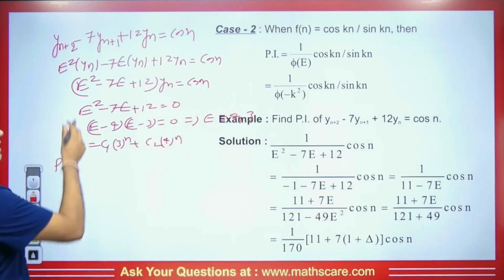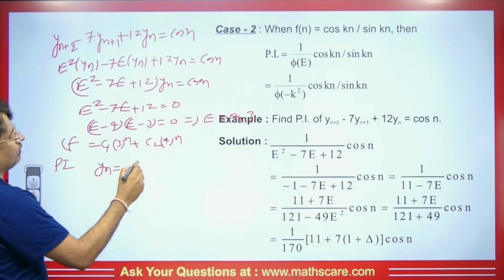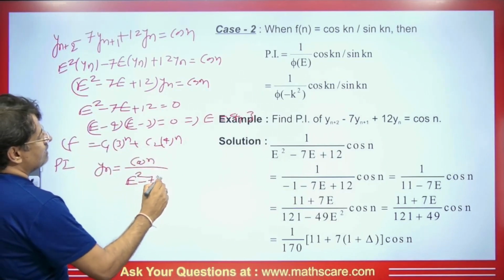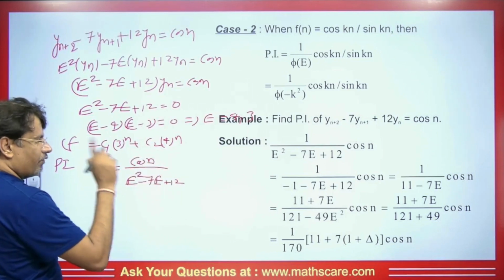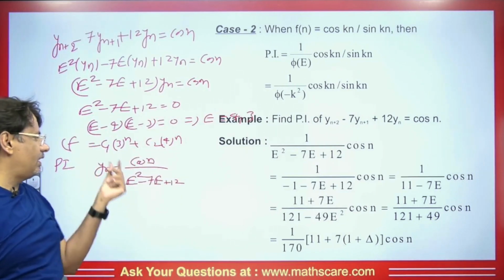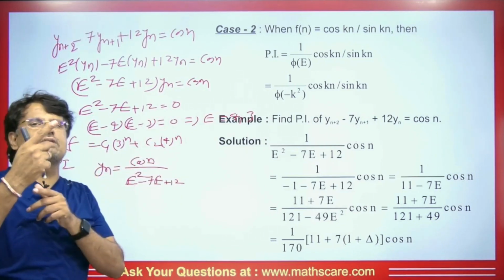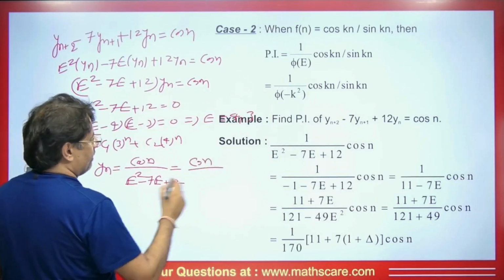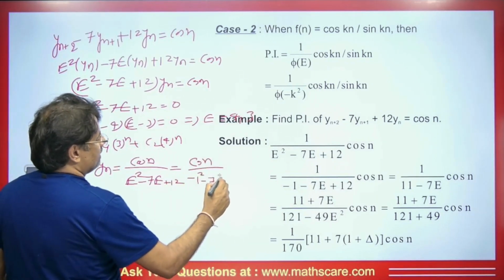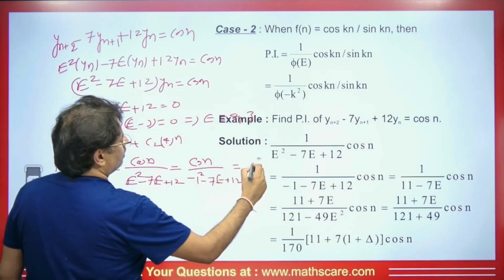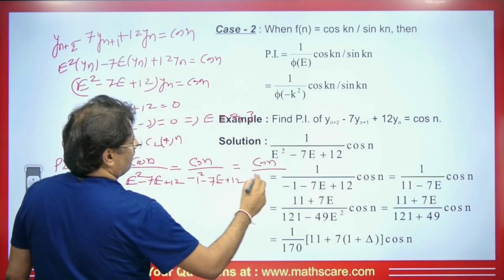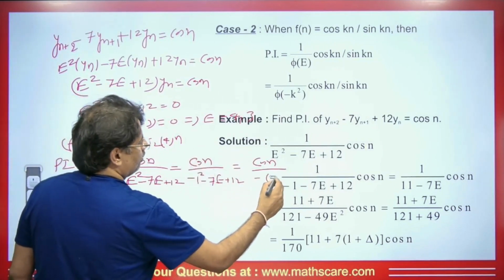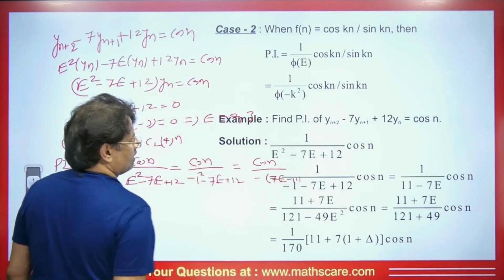Now we talk about the particular integral. So yn is equal to cos n upon E square minus 7E plus 12. The coefficient of n is 1, it's cos n, so the coefficient is 1. Wherever there is E square, it will be minus 1 square. So this is minus 1 square minus 7E plus 12. If you write this, it will be cos n upon minus 7E plus 11. I will do one thing, take this minus out as it is common. This will be 7E minus 11, right?